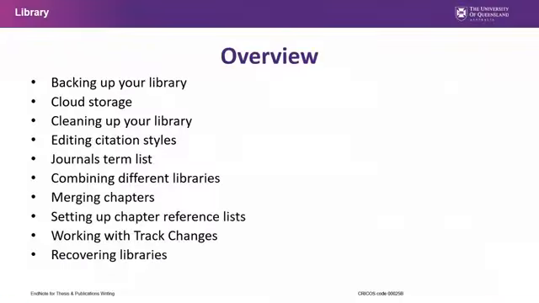We will be looking at the importance of backing up your library, the best way to use cloud storage, how you can tidy up your library to ensure the right information is included in your in-text references and reference lists, how you can edit a citation style, how you can use a journal's term list to deal with full and abbreviated journal names, how you can combine different libraries, the best way to merge chapters into a single document, how you can set up chapter reference lists, working with track changes, and the best methods of recovering your library if the worst happens.